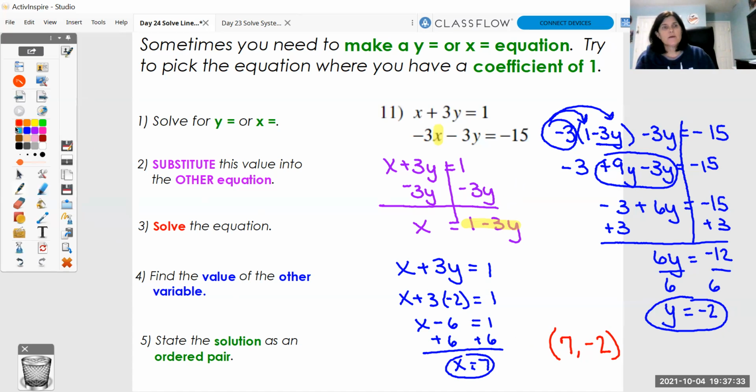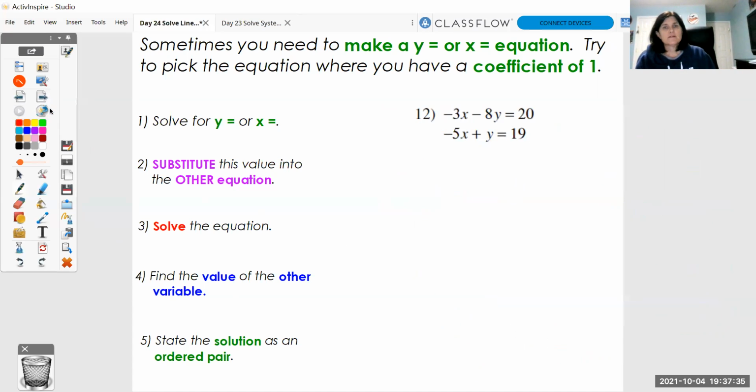All right, let's take a look at number 12. So number 12 looks like this. Again, 2 equations. I'm trying to isolate a variable, so this second equation is set up nicely for me to do that, because if I add 5x to both sides, that y is going to be alone.